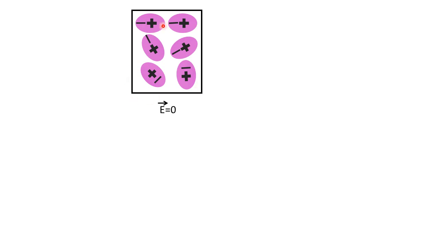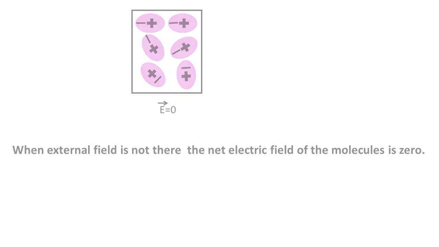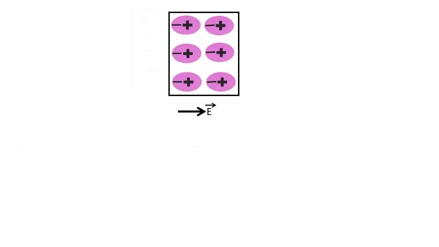Why? These individual electric dipole moment vectors of the molecules are randomly aligned. These are randomly oriented. So net electric field due to all these molecules in any sample is 0. What happens when this sample is placed in external electric field? Individual electric dipole moment vectors get aligned along the direction of external applied electric field. So net electric field becomes non-zero.